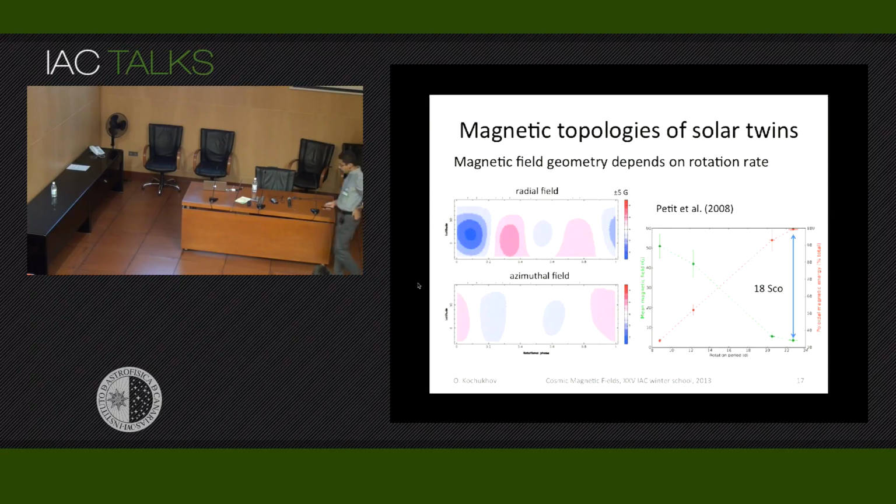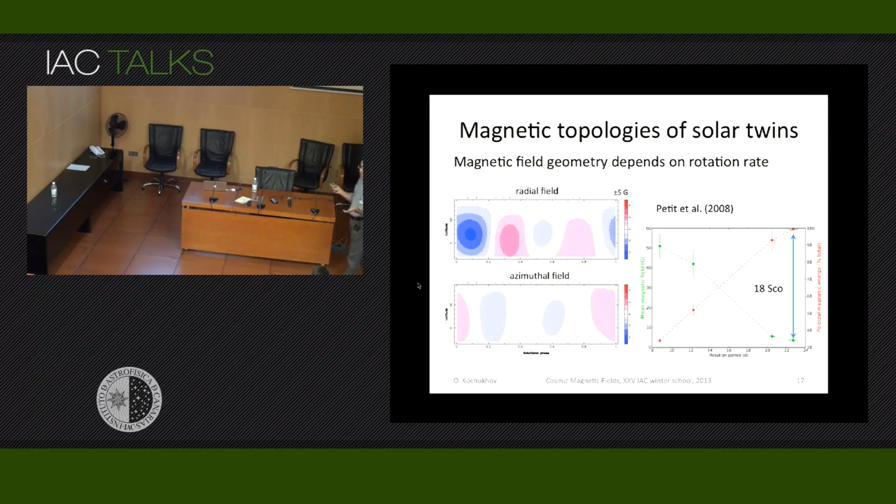With the most up-to-date techniques and the best instruments, it's now possible to see magnetic field signatures of stars very similar to the Sun, even solar analogs, solar twins. So one of such stars is well known, 18 Scorpion, a star with parameters extremely similar to the Sun. And these are the magnetic maps reconstructed from Stokes V.